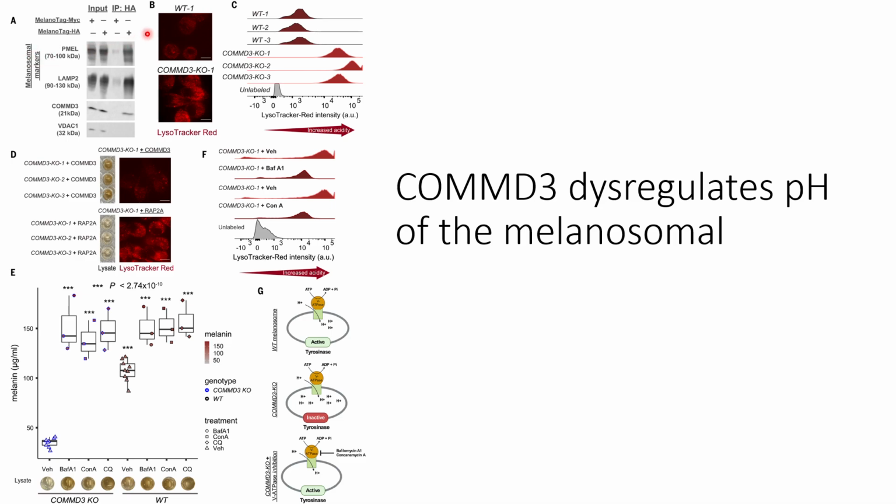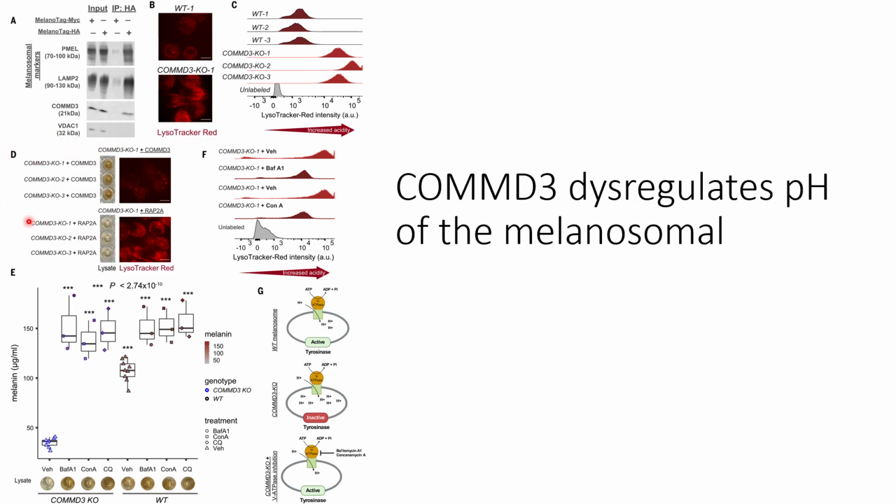Next, they check the pH through LysoTracker Red, and the more red the color is, the more acidic the pH of the sample. When they check it and compare it with the wild type, they can see that in the case of the COMMD3 knockout, the cells are more red in color. That indicates that it is more acidic, and they verified this result using the flow cytometer also. All the COMMD3 knockout has a high intensity of the red signal, which indicates high acidity.